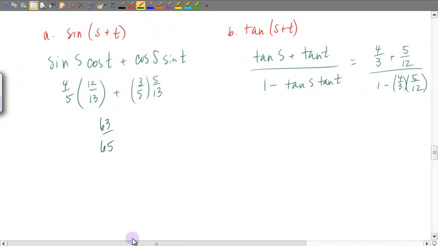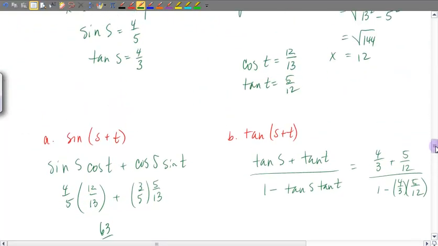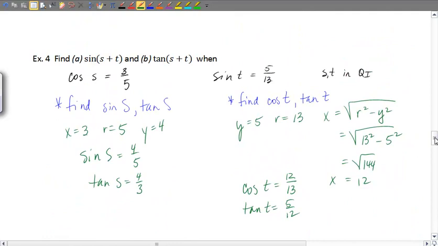Okay, so that's how we're going to apply some of these, both the sine and tangent identities we're learning today.